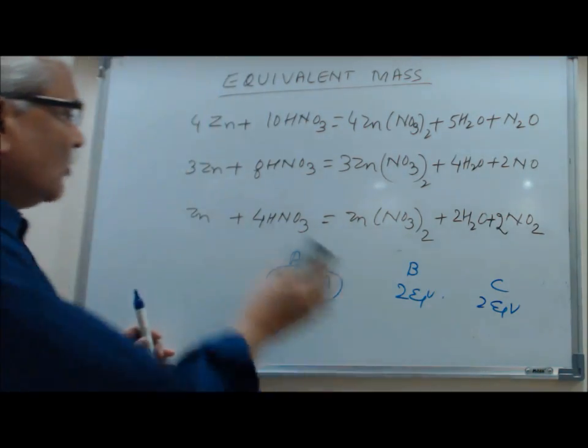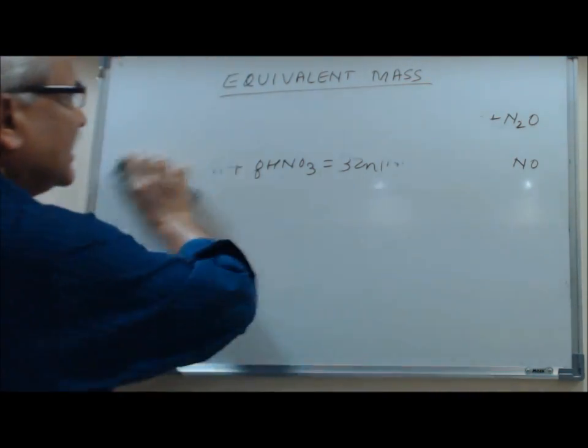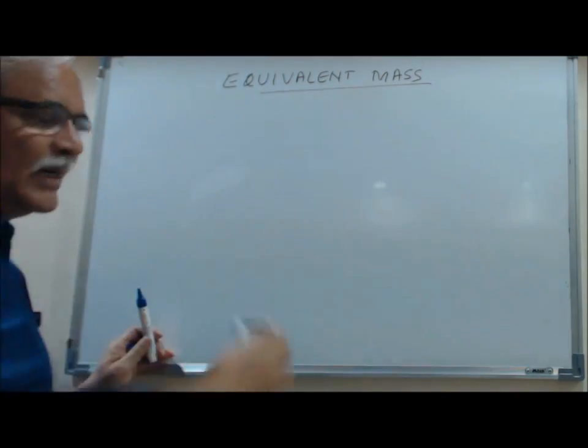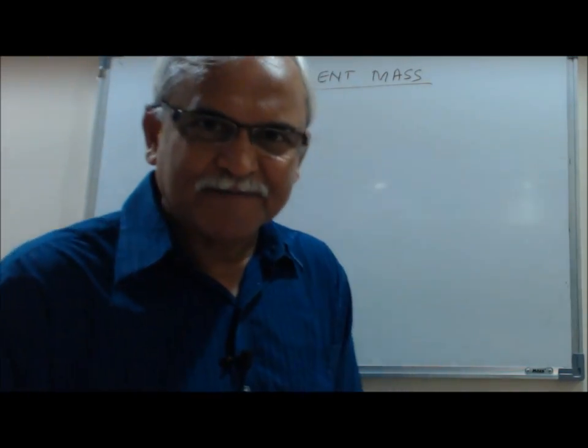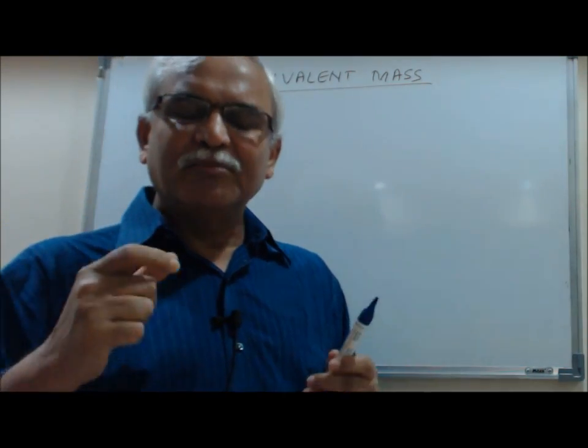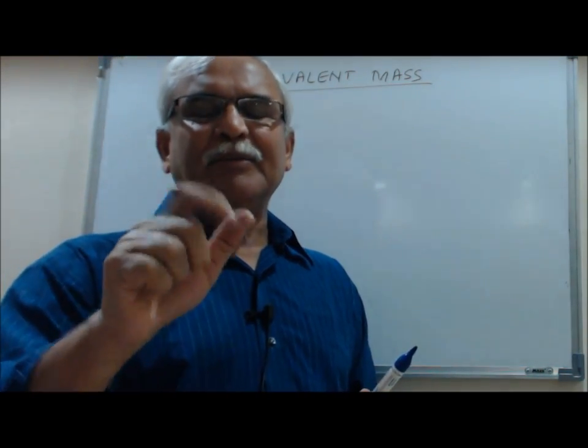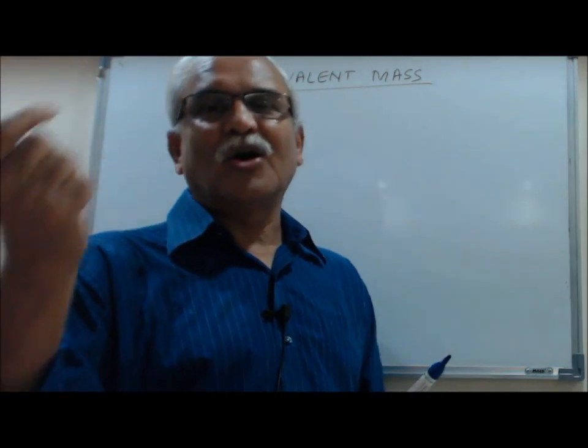So about equivalent mass, before we come to the formal definition, we can say that it is a quantity such that, if I know it for either the reactant or the product, it is sufficient for me to predict that the same quantity will be true for the other reactant or the product.